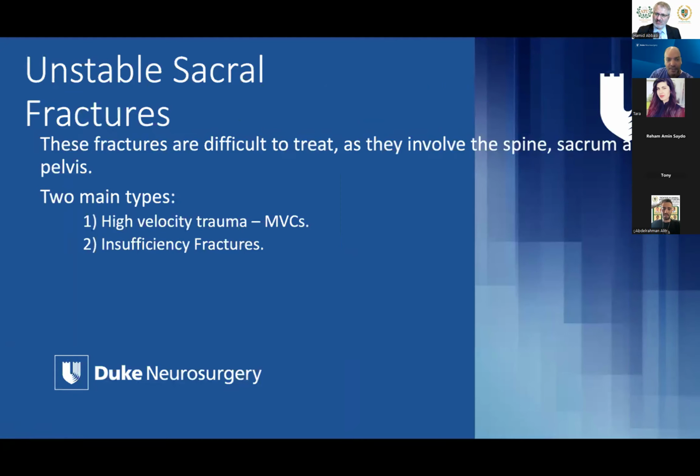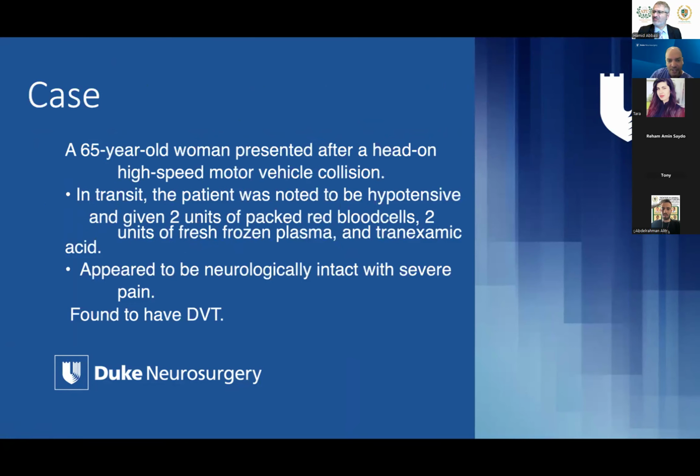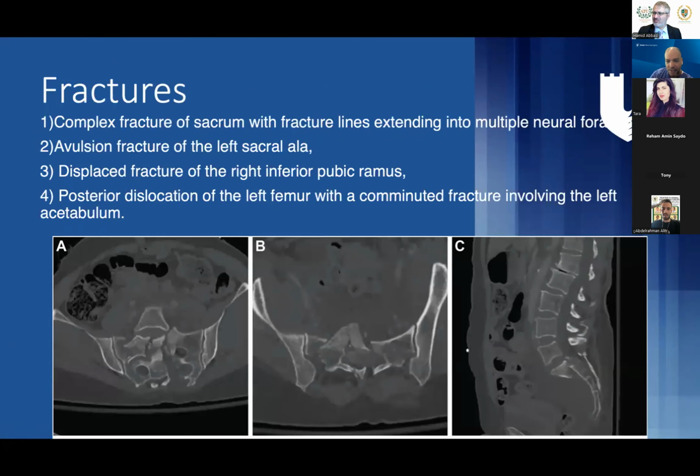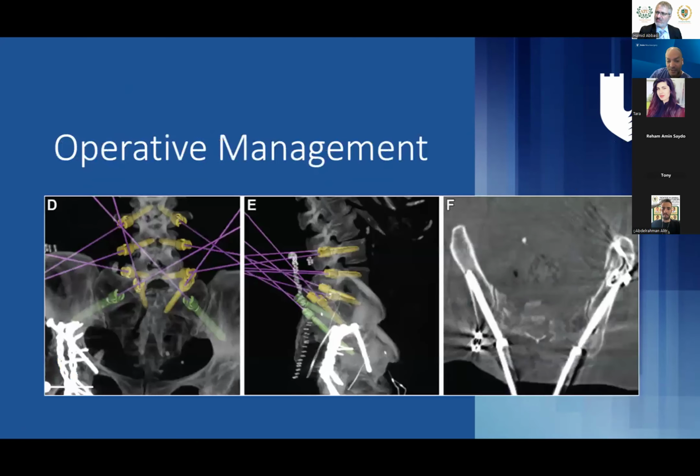How about unstable sacral fractures? We see these in high velocity trauma, or now we see a lot of elderly people with insufficiency fractures. So here we have a patient who had a large MVC. You can see here a very comminuted sacral fracture. What are you going to do with this patient? She has a DVT. You don't want to do an open case because you want to put her on blood thinners. So we can do this surgery again completely percutaneously.